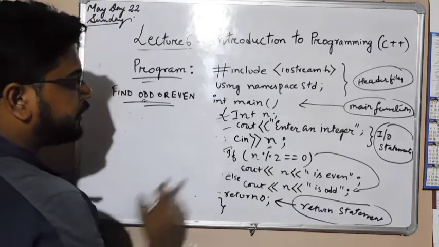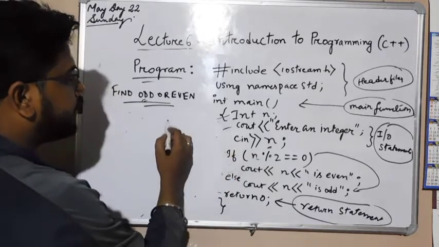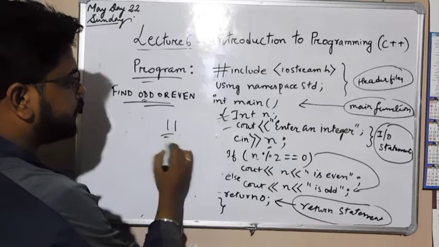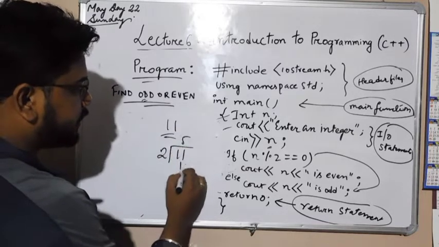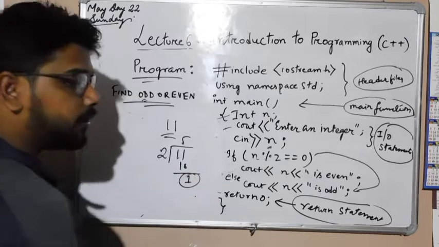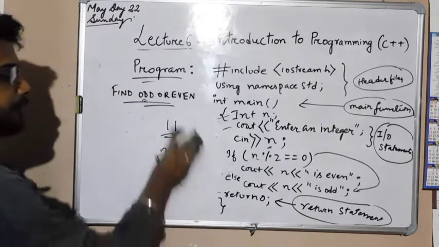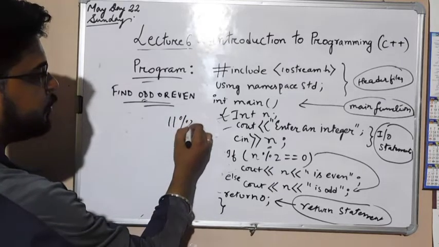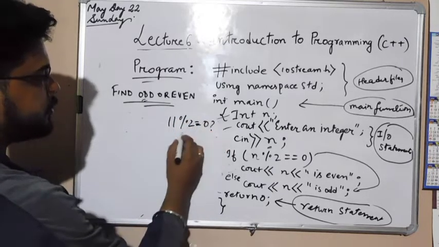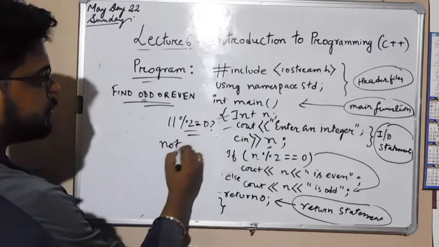Now, taking the third example of, let's say, 11. Now, 2 divided by 11 is how much? 2 5s are 10 and the remainder is 1. Right? In this case again, if the number is 11, that means what? 11 mod 2 equal to 0. Is it true?